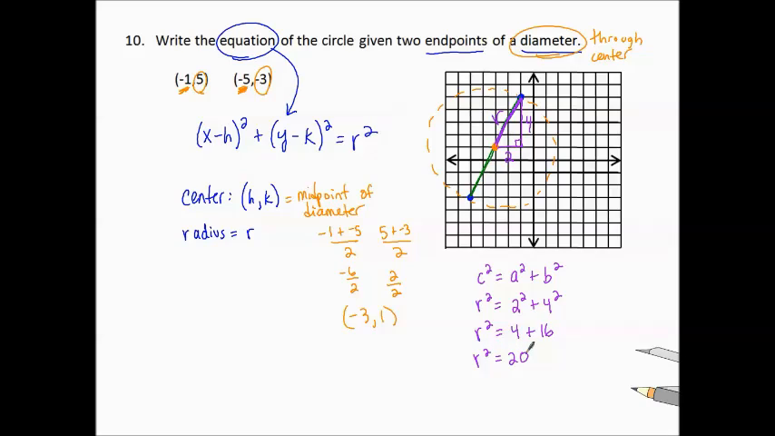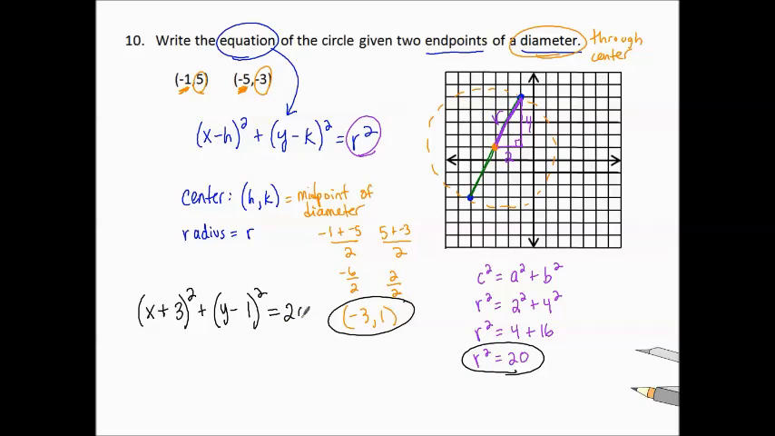Again, we're not asked for the radius, we need r squared in our equation. So now we can write our equation. x minus the x coordinate, so that turns into plus 3 squared, plus y minus the y coordinate squared equals r squared. See, we're using our center and our radius. r squared is 20. And there's our equation.